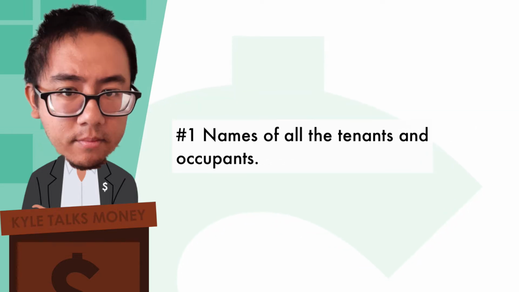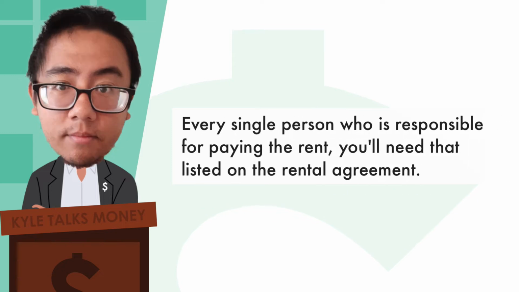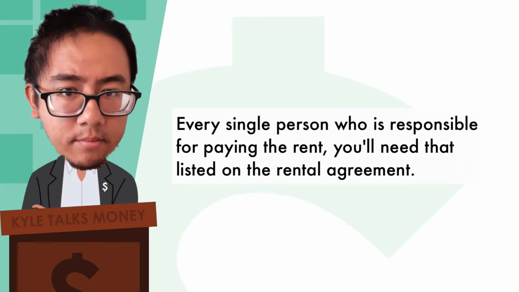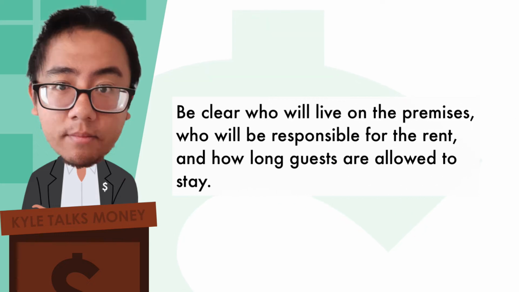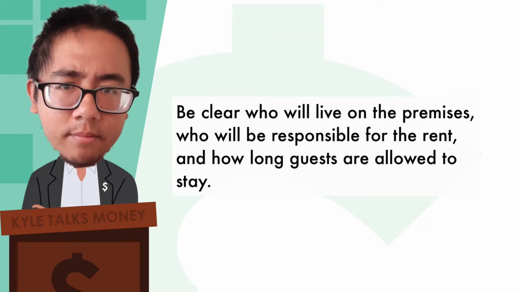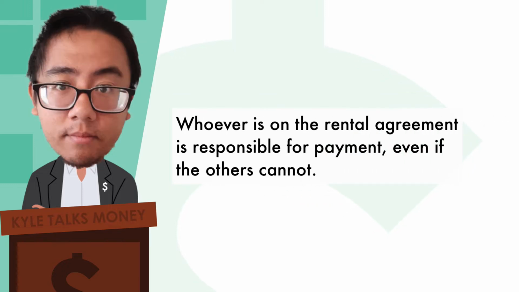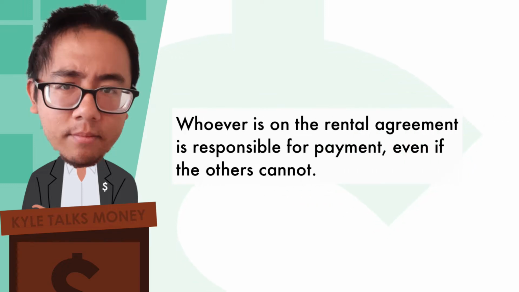1. Names of all the tenants and occupants. Every single person who is responsible for paying the rent, you'll need that listed on the rental agreement. Be clear who will live on the premises, who will be responsible for the rent, and how long guests are allowed to stay. Whoever is on the rental agreement is responsible for payment, even if the others cannot.